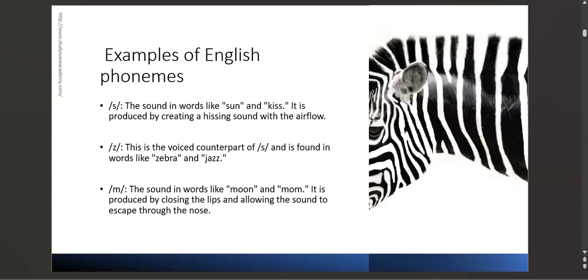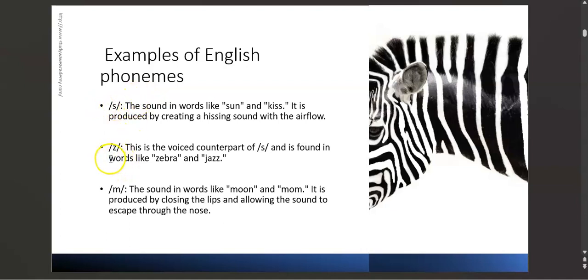Right now, another example is S. S is a sound. Z is a sound. M is a sound. So we have sound S, sound Z, sound M. These are examples of phonemes too, whereby sound S is found in words like sun, his, bliss. Okay, you feel the sound S. So this is an example of a phoneme.